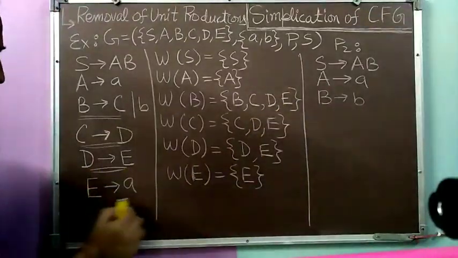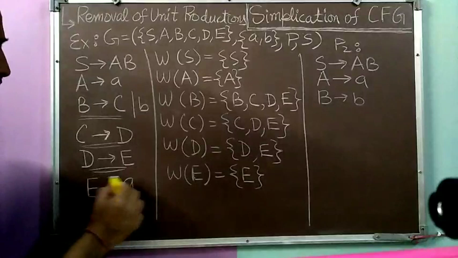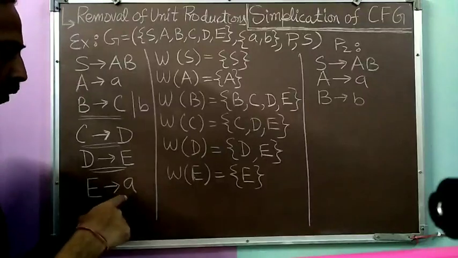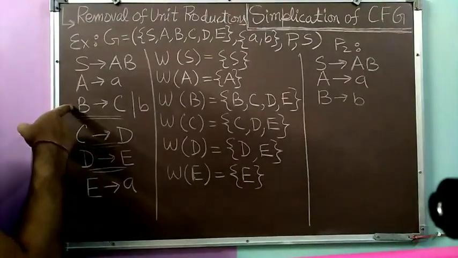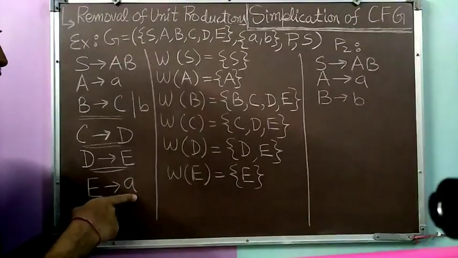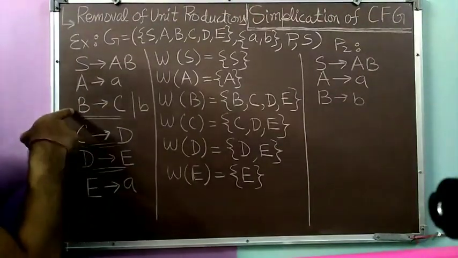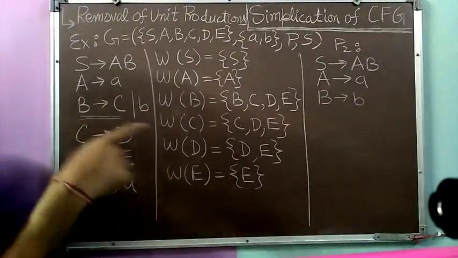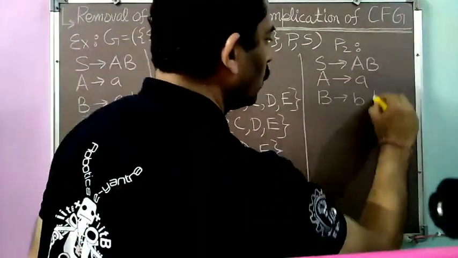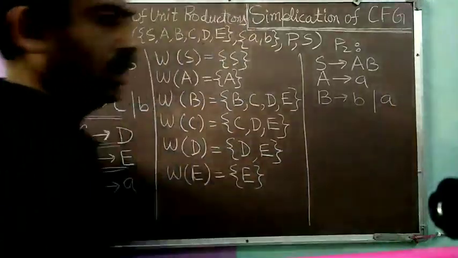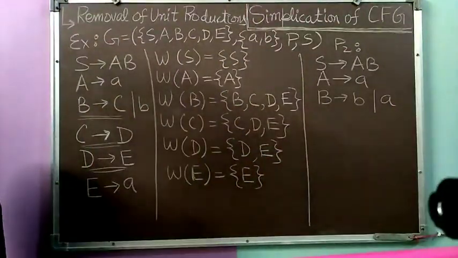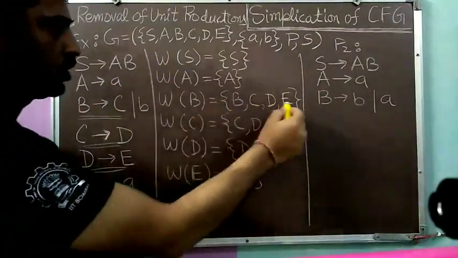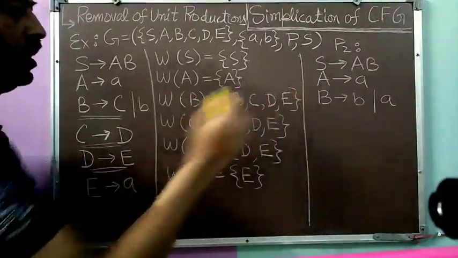But this E here has a non-unit production, capital E to small a. So the right hand side of this non-unit production, I have to make the right hand side of the original variable B. The right hand side is small a, and the left hand side I am considering for the variable capital B. So I will make it the right hand side of the capital variable B as per the definition. So I will include the production capital B to small a. In this manner, this will be included. So I have considered all the productions of all the variables which are present in this set WB.